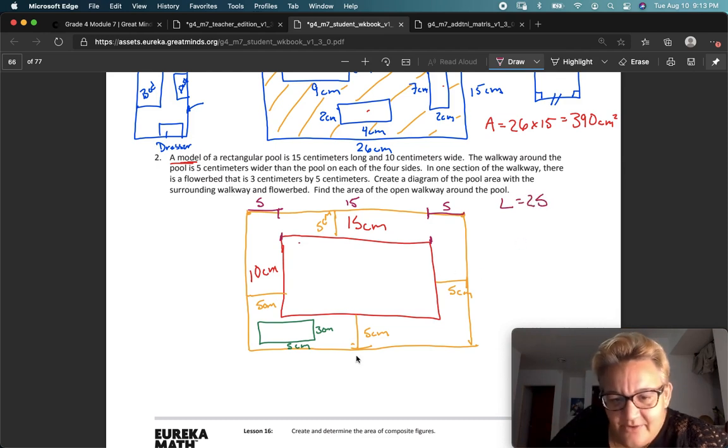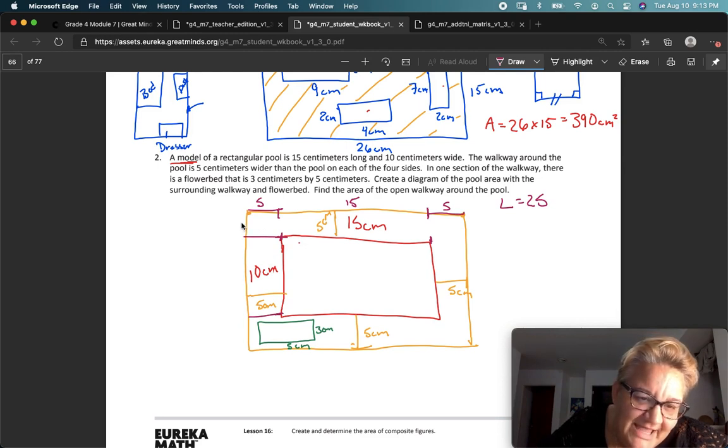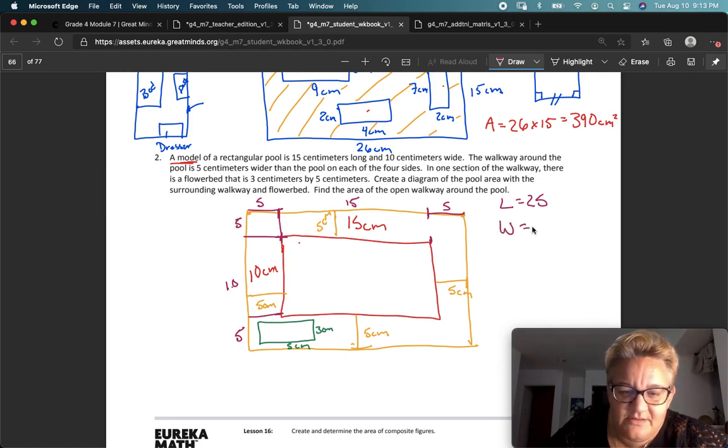Okay, now I know that this over here is 10, and this over here is 10, right? So this section is 10, but then I added another 5 on there and another 5 there. Do you see that little space there? 5 plus 10 plus 5 equals 20, so my width is 20. Okay, so now I can find the area of the whole thing. Area equals length times width.